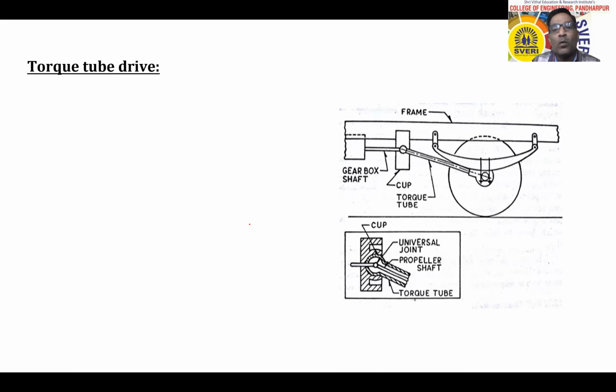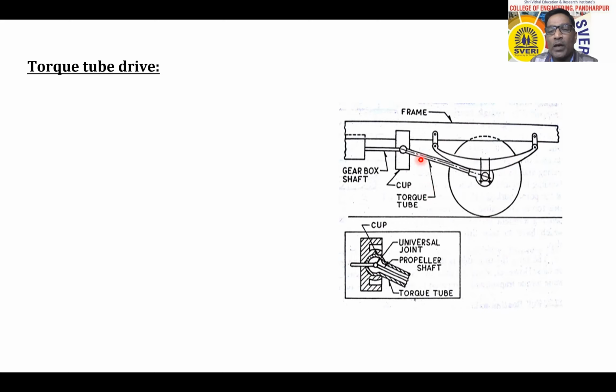Now let us see what is the torque tube type of propeller shaft. So here you can see how it is constructed. This one is the leaf spring. This is the frame or long member of the chassis. Here, just by visualizing, you can understand this one is the saddle, this one is the saddle, and this leaf spring is mounted on the casing. And here there is the differential housing. And here it is mentioned as a torque tube.